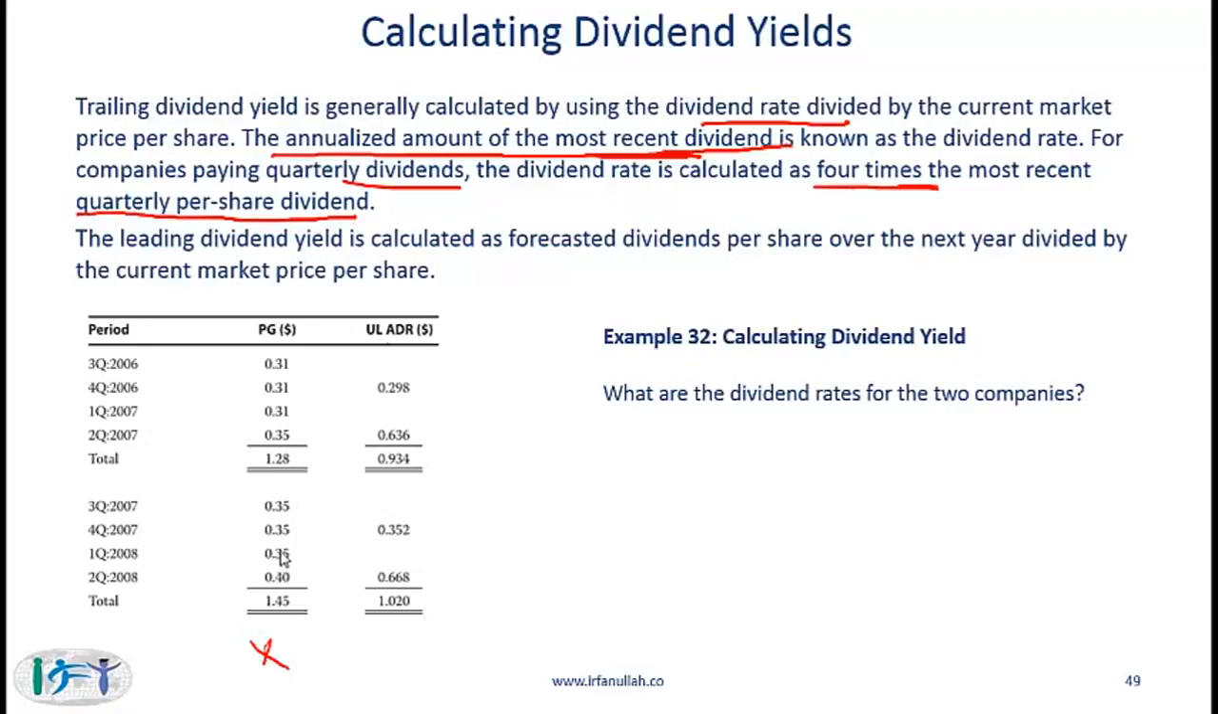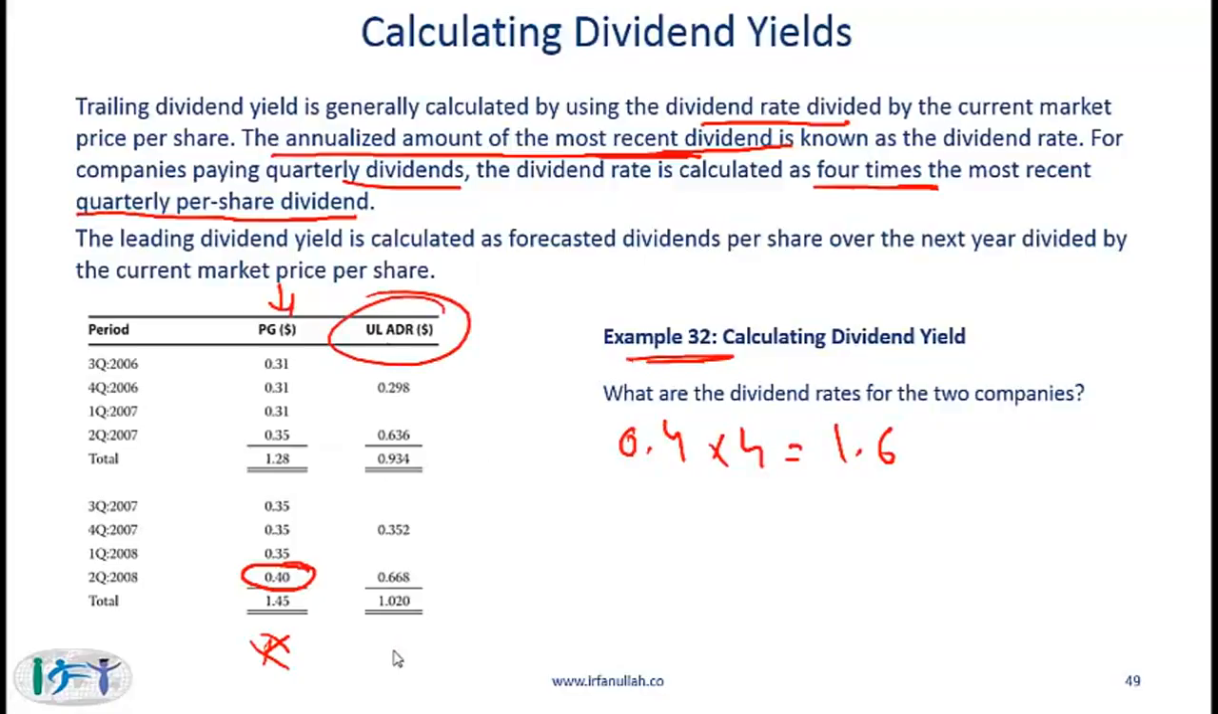So let's just look at example 32. If you look at company PG and you are sitting here, let's say in third quarter 2008, what's the dividend amount? 1.6. So the dividend amount will be 4 times the most recent number. So it is going to be 0.4 times 4, which is 1.6.